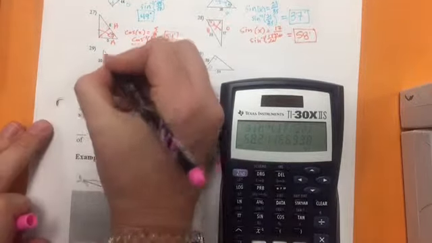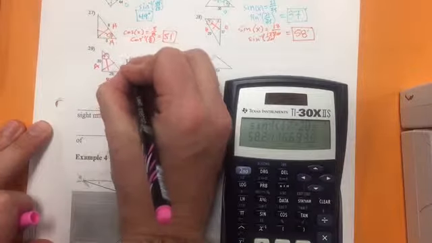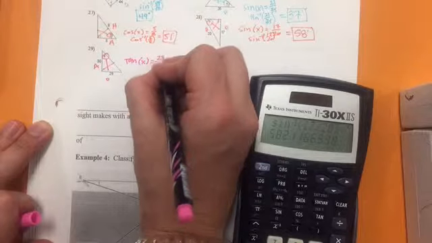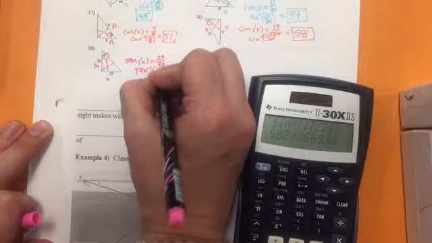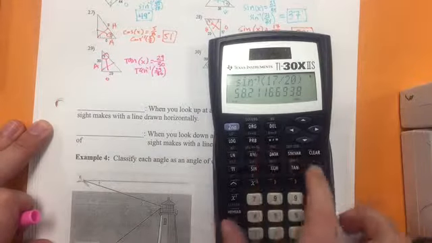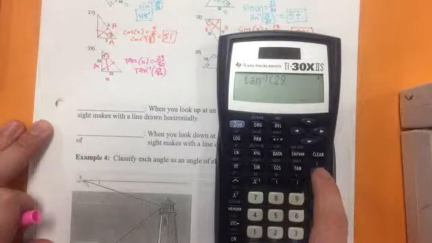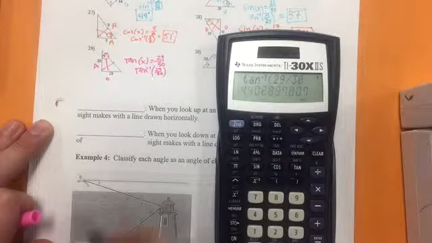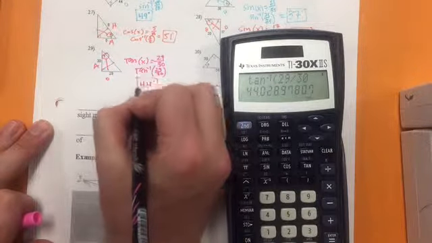Last two, opposite, no, hypotenuse, adjacent. Tangent of something equals O over A. Use the inverse. Second tangent, 29 divided by 30 equals 44 degrees.